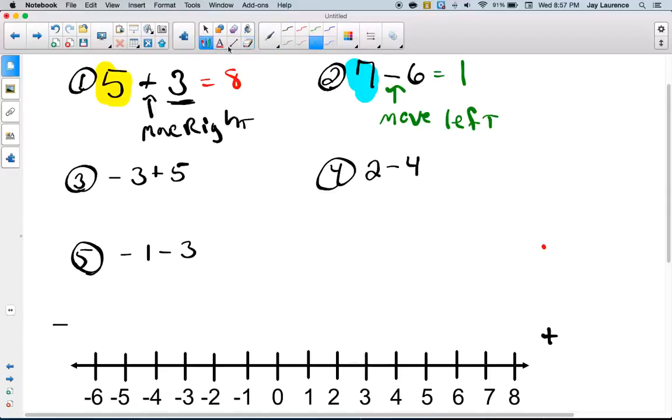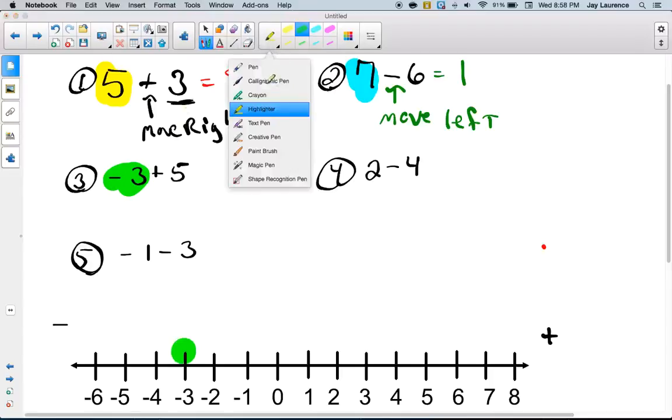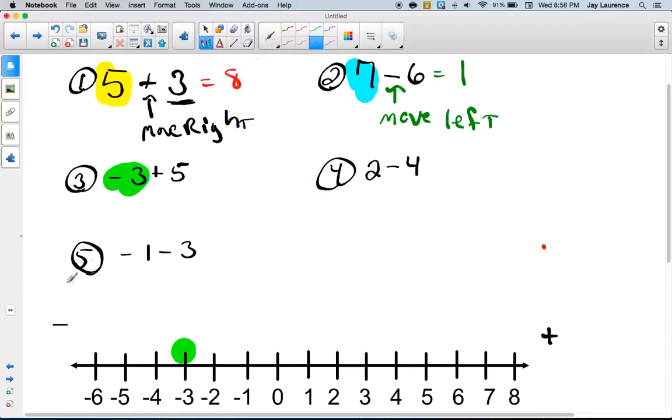Now the first problem there, number 3, says negative 3. Well, I better start at negative 3, right? See the negative 3 there? So I'm going to start at negative 3. Okay, now the sign tells me to move. Which way? I'm going to move right. Yes, because it's a positive.